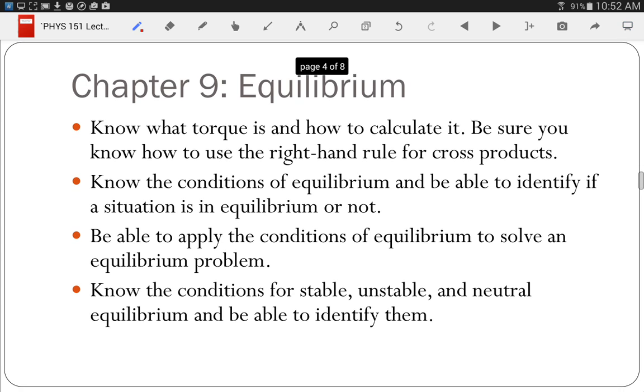Okay. Chapter 9, equilibrium situations. So equilibrium, we had two conditions for equilibrium. Let's start with, what does equilibrium mean?